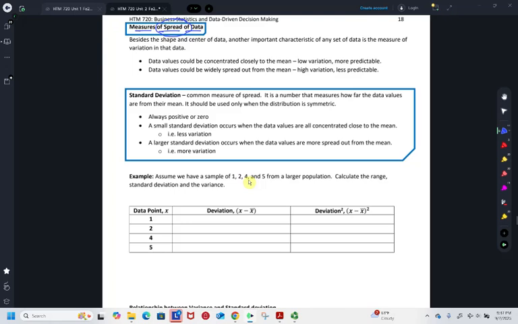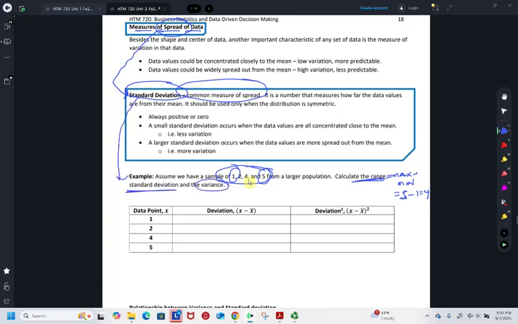So, the different measures of spread that will be of interest here would be led by the standard deviation, which is the most common measure of spread. You see, let's say we have the numbers 1, 2, 4, 5 from a larger population, and we'd like to look at the range. The range is simply the biggest number minus the minimum. That would be 5 minus 1. So 5 minus 1, that gives us 4. Done. But what about the standard deviation? What about the variance? Let us see how to do that.